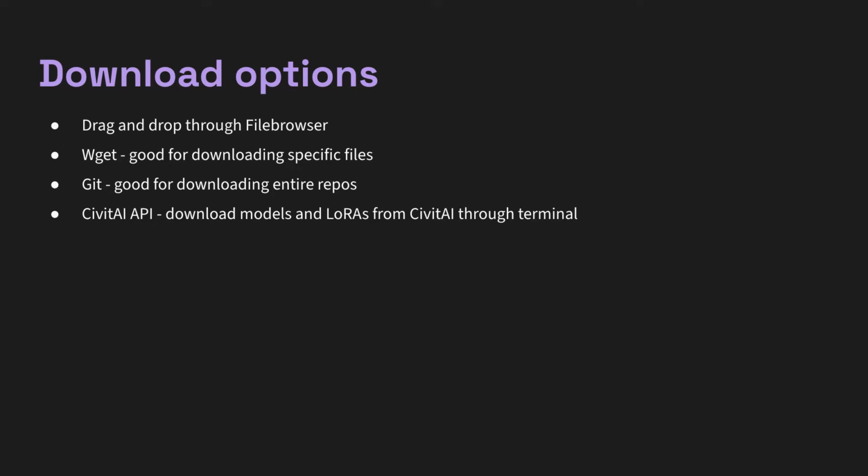In this video, we'll go through 4 methods for getting files into the pod. We'll go through a simple drag and drop through FileBrowser. We'll show how to download specific single files from the internet through wget. We'll show how to clone entire repositories with Git. And then we'll show how to download models and LoRAs from CivitAI through their API access.